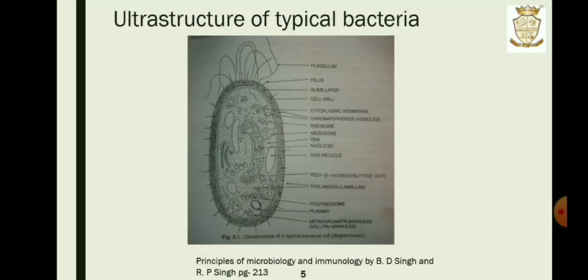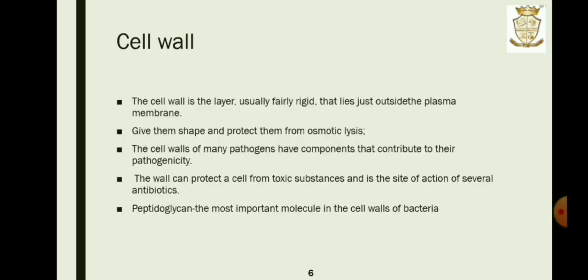Ultrastructure of typical bacteria. Cell wall. The cell wall is the layer, usually fairly rigid, that lies just outside the plasma membrane, gives them shape and protects them from osmotic lysis.